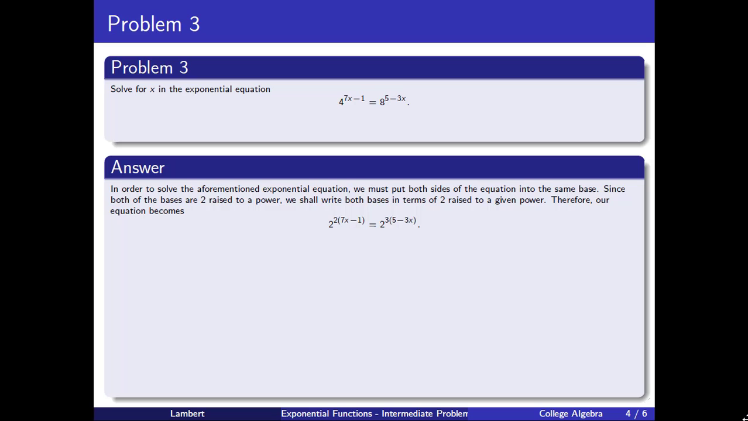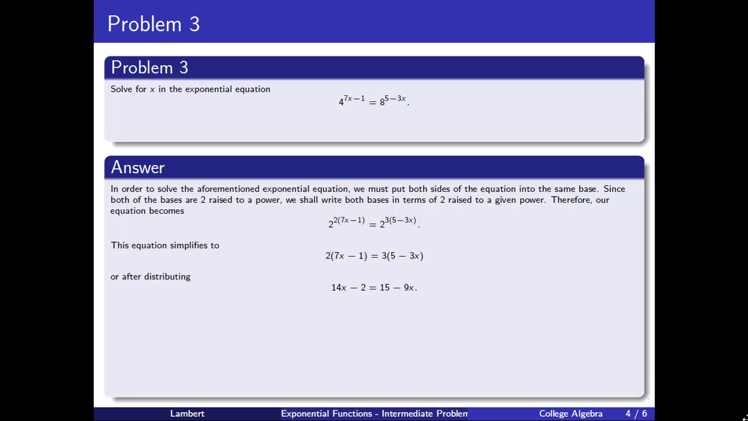Now, since the bases are the same, we can use this one-to-one property of these exponential functions, and we get the fact that the exponents must be equal. So 2 times the quantity 7x minus 1 equals 3 times the quantity 5 minus 3x. And so now this is just a basic linear equation, and we can go about solving it with the methods that we already know. So we get 14x minus 2 equals 15 minus 9x, and that comes just by distributing the 2 on the left-hand side and the 3 on the right-hand side.